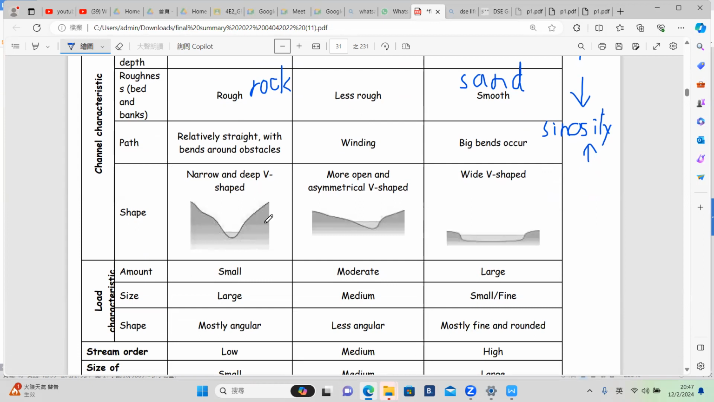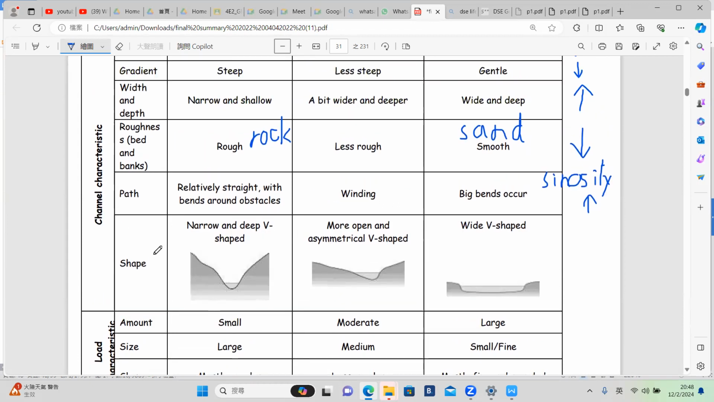The shape is relatively narrow, just like here, but you have to specify it's a deep V shape. And for here it is a wide V shape. But you may ask, how come it is shallow? Just compare and contrast indeed.